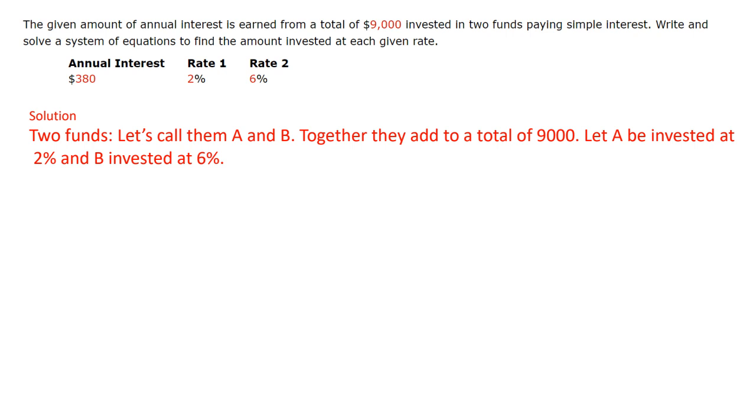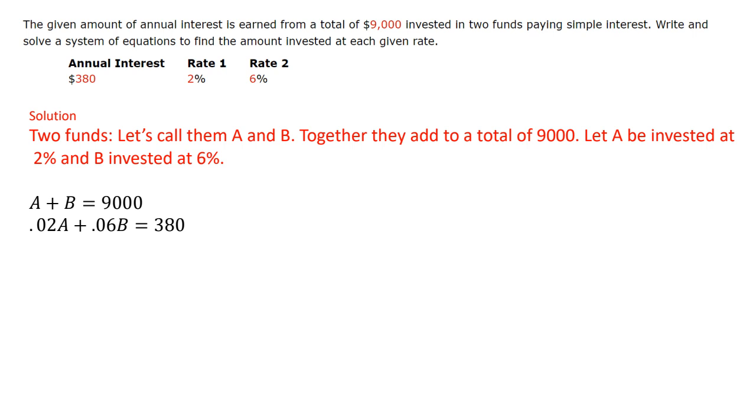So this will allow me to get my first equation. If I let A be the investment at 2% and B be the investment at 6%, my equation would be A plus B should equal my total investment, which is the 9,000.